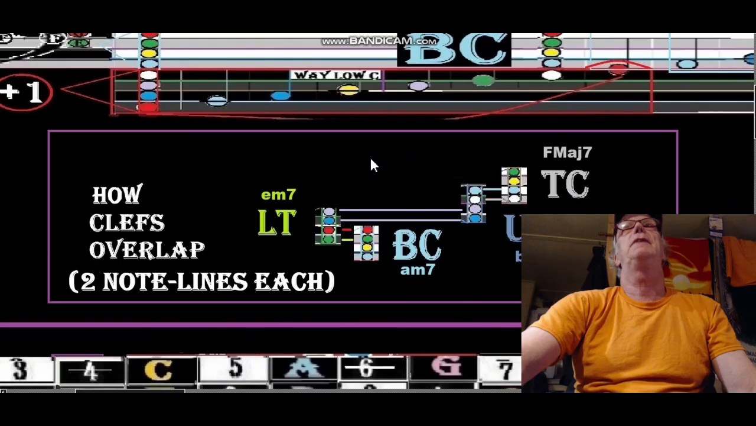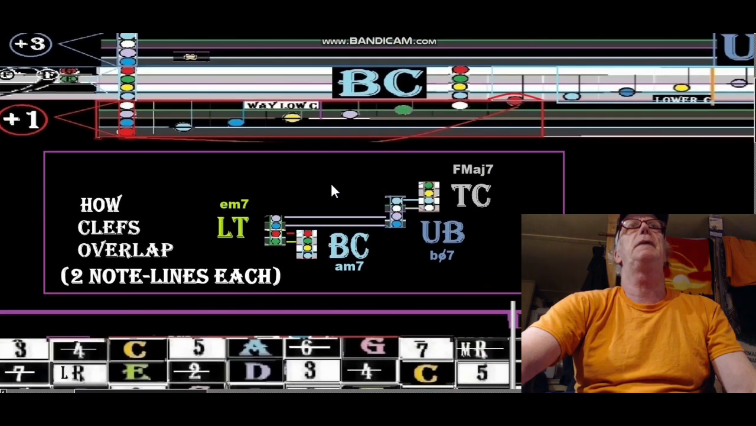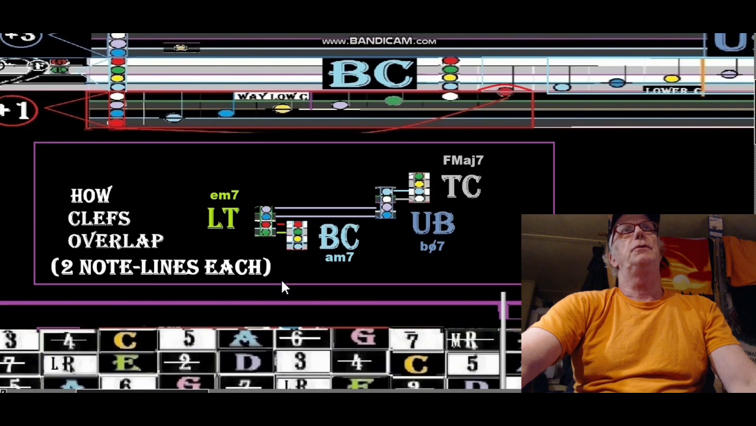So it's how clefs overlap: 2 notes, 2-note lines each. There's the 4 of them.